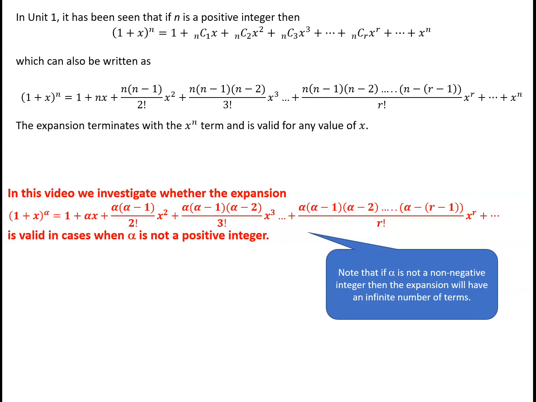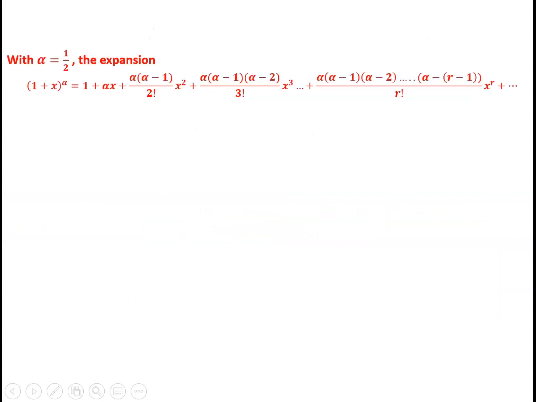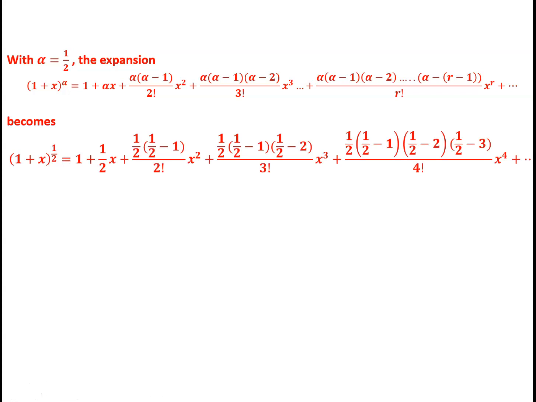So let's start off by considering the case when alpha is a half. If alpha equals a half, then the expansion for (1 + x)^alpha becomes (1 + x)^(1/2) equals 1 plus a half x plus a half times (a half minus 1) over 2 factorial x squared plus a half times (a half minus 1) times (a half minus 2) all over 3 factorial x cubed plus a half times (a half minus 1) times (a half minus 2) times (a half minus 3) all divided by 4 factorial times x^4, plus lots more terms.